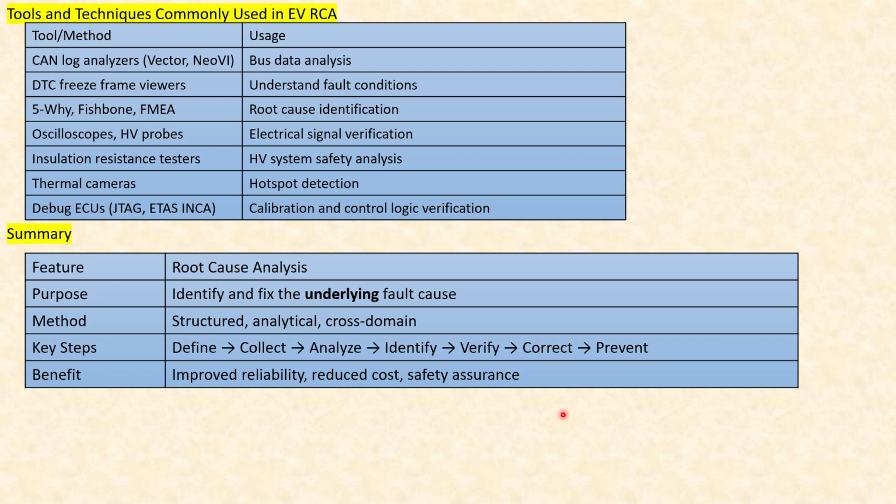All right, so I hope all of you got an idea about the root cause analysis used in EVs.